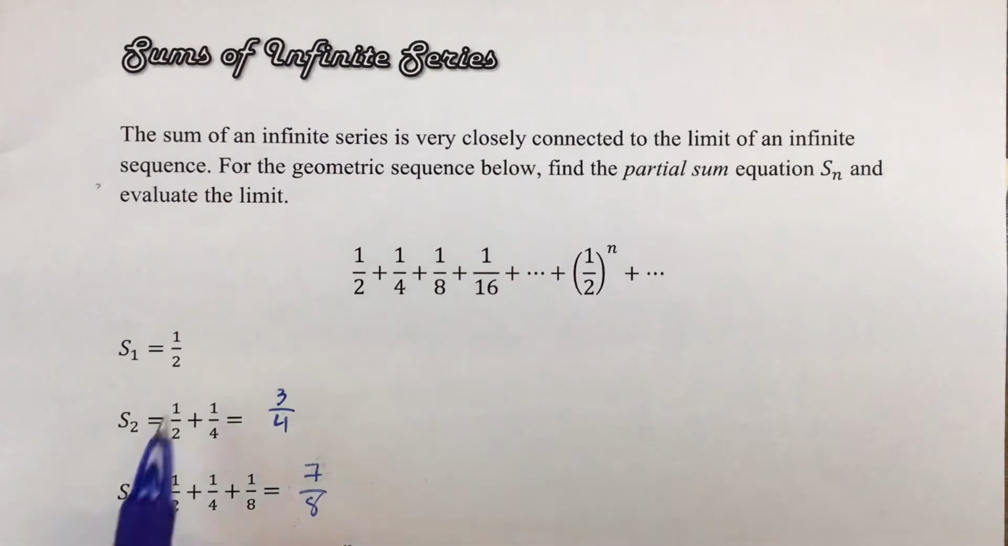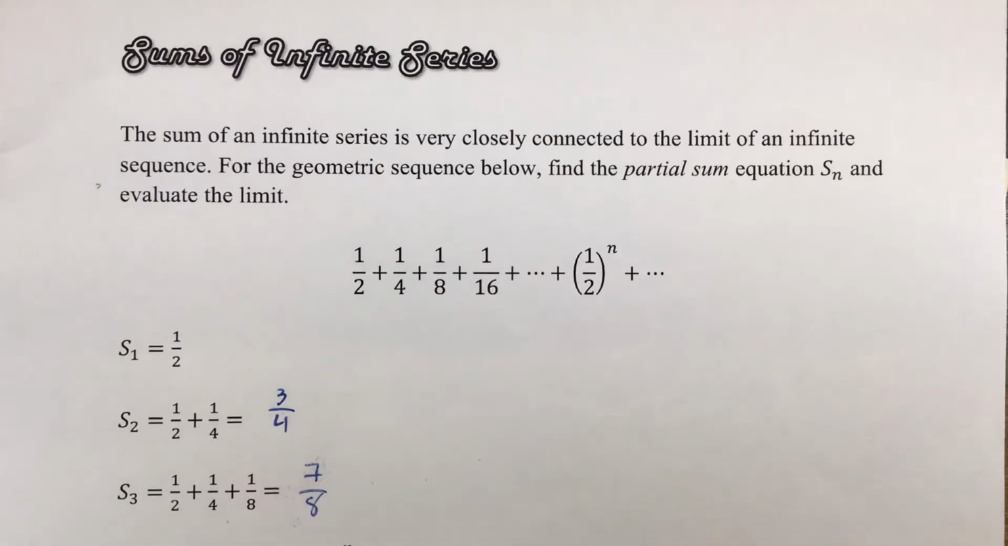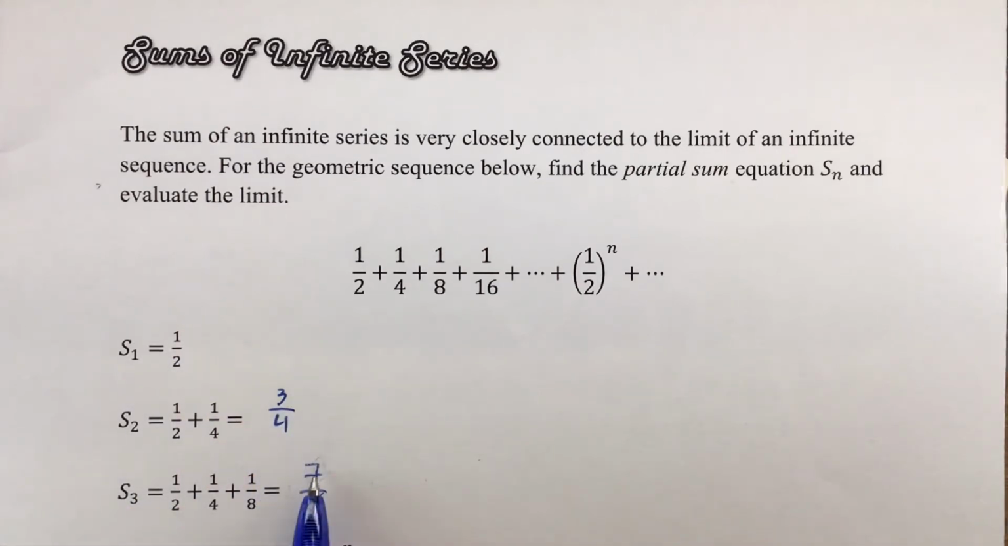As you move along, the denominators are doubling. So the next denominator, of course, will be 16. But if you look at the numerators, the numerator is always one less than the denominator. You've got 1, then 2, you've got 3, then 4, you've got 7, then 8. We can expect for the fourth, it's going to be 15/16.